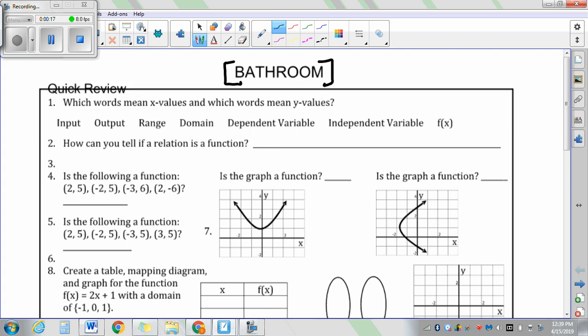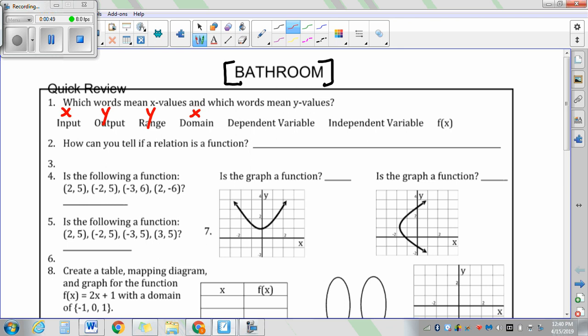So these guys are talking about domain, range, are things functions or not? So my quick review, which words mean X values, which words mean Y values? Input is an X value kind of a thing. So inputs are X values, which means outputs are Y values. Range is a Y value word, right? It is all of the possible Y values. Domain is all of the possible X values.